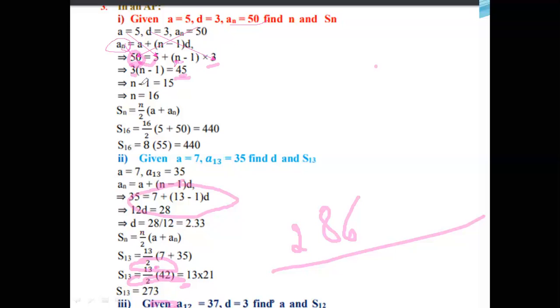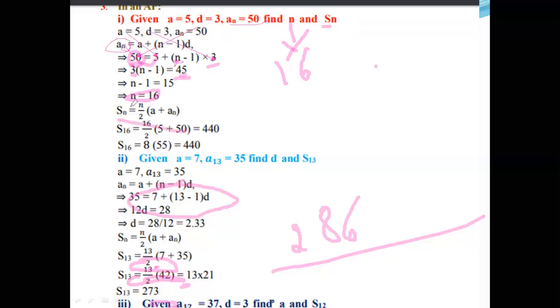n minus 1 is there. If you send this minus 1 this side, it will become plus 1. n is equal to 16. We will get n as 16. It means the number of terms are 16. Next step, Sn we have to find out.